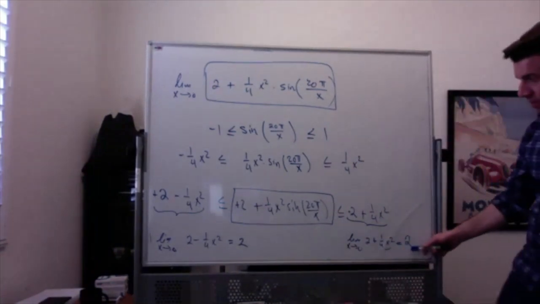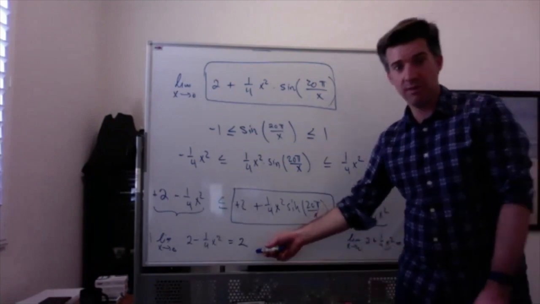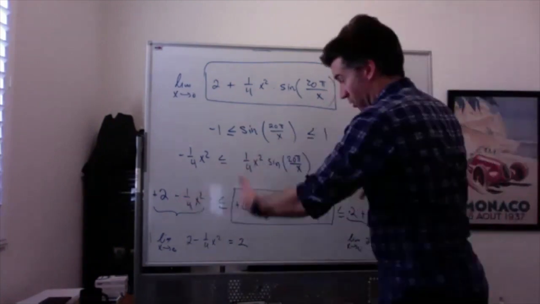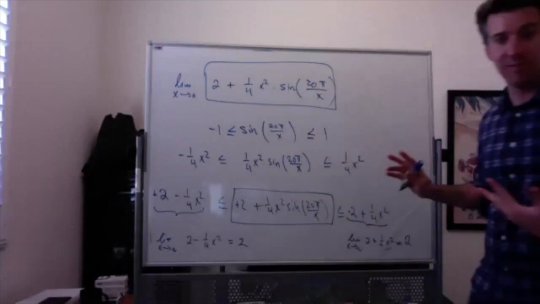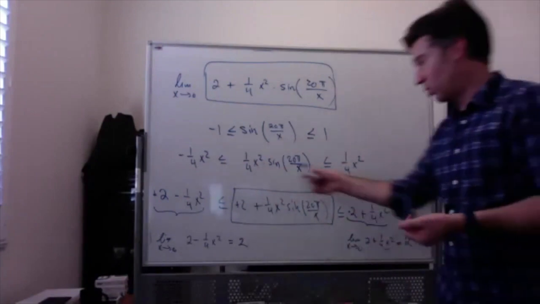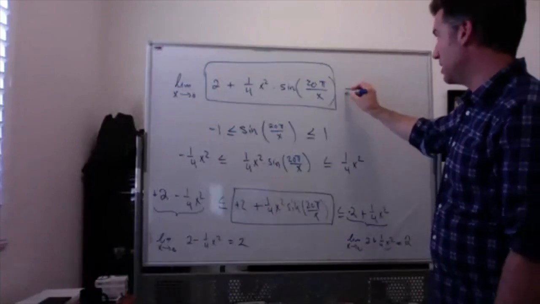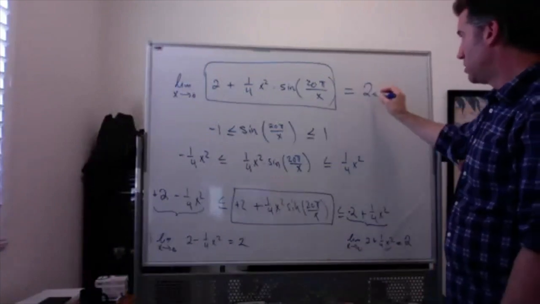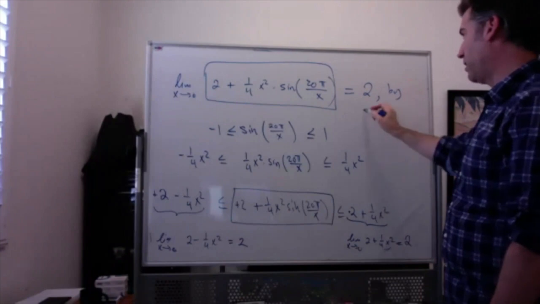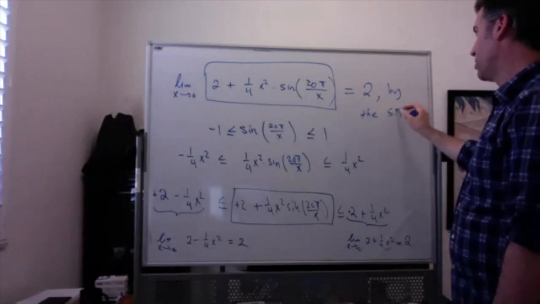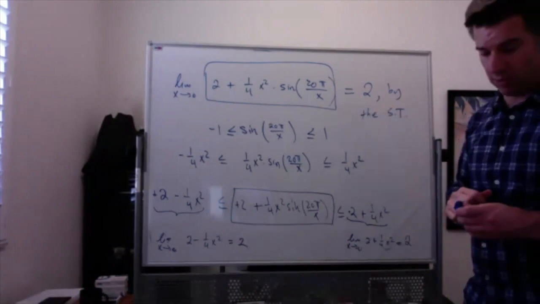And so this limit and this limit are the same. And since the outer things that are bounding this have the same limit as x approaches 0, this will also have that same limit as x approaches 0. So we can say that this limit is equal to 2 by the squeeze theorem or the sandwich theorem, whatever you want to call it.